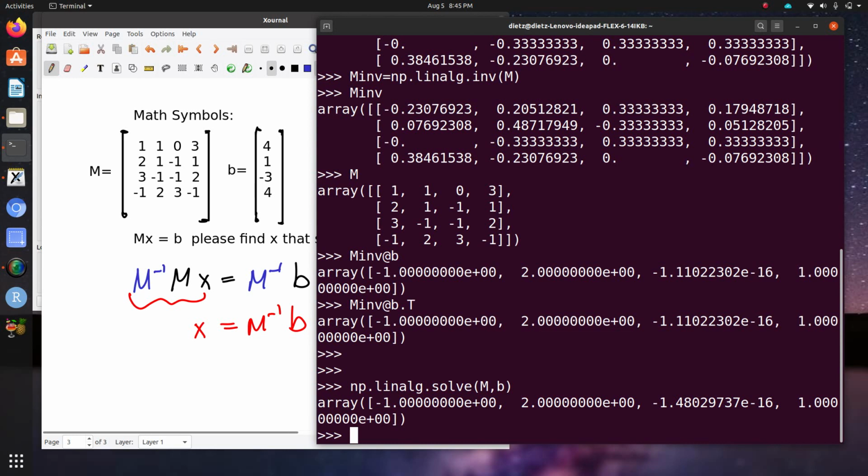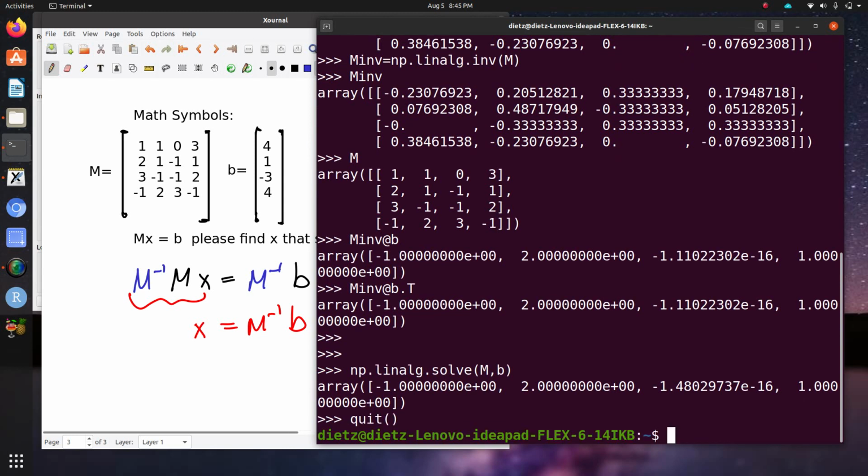Okay? So for these exercises in this worksheet, anything you do with numpy is fine with me. I just want you to get comfortable with it. Okay? See you soon.